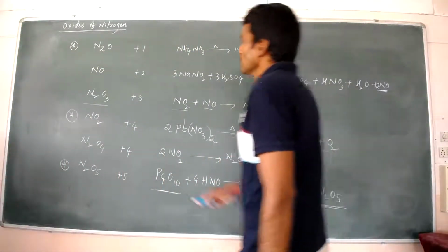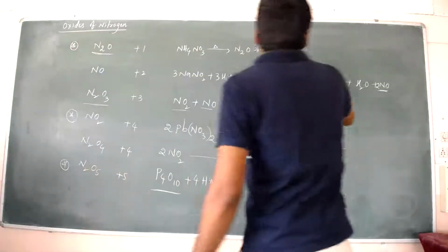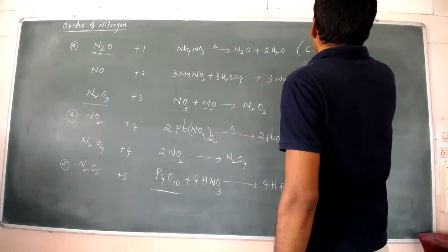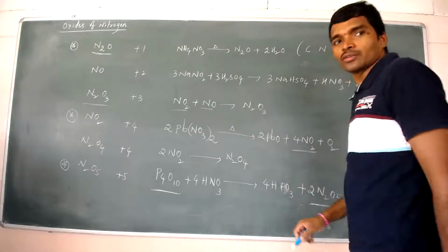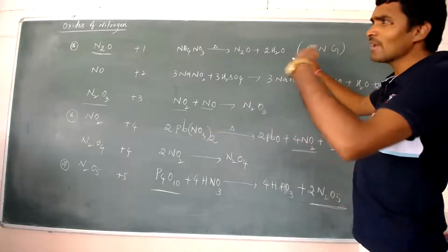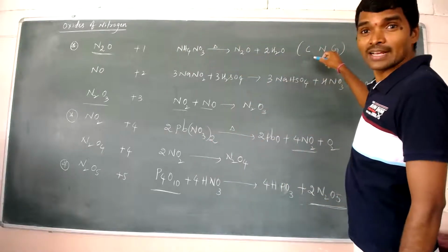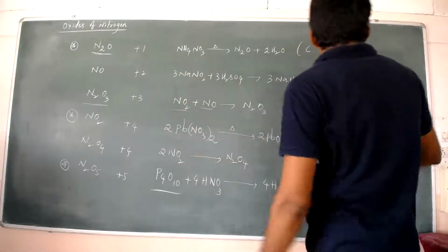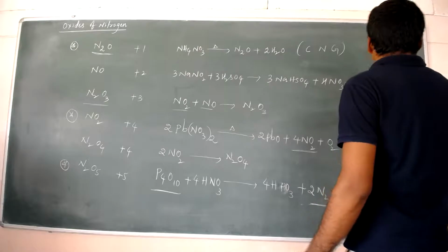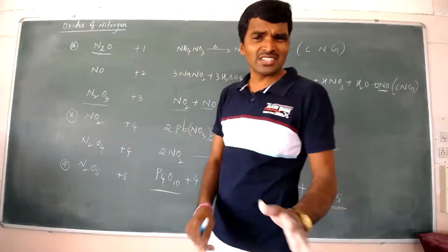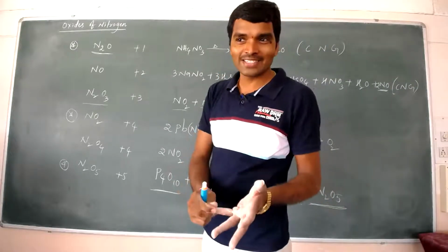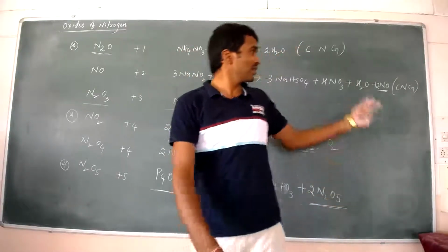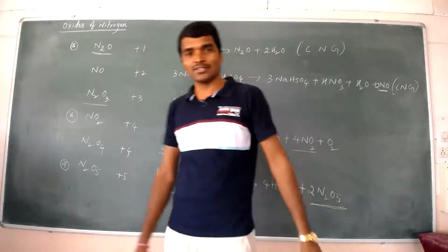And now we'll see N2O. You remember, N2O is a colorless, neutral gas. It is not having any color, and it is a neutral gas. And you see NO. NO is also the same, a colorless, neutral gas. Both are colorless neutral gases.